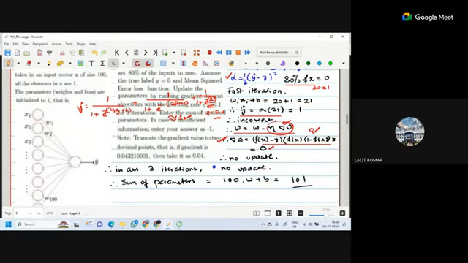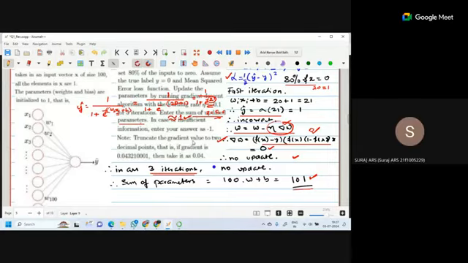Similarly, there will not be an update for bias also. So after the 3 iterations, there are no updates. In the question, they have asked the sum of updated parameters. There are 100 W's and there is one B. W remains 1, B remains 1, and the answer is 101. Is this clear? Any doubt in this question?